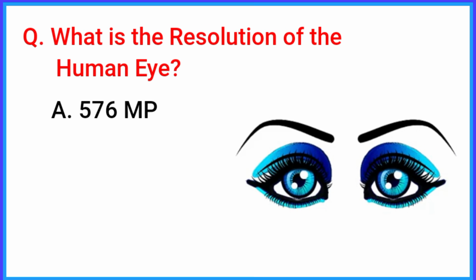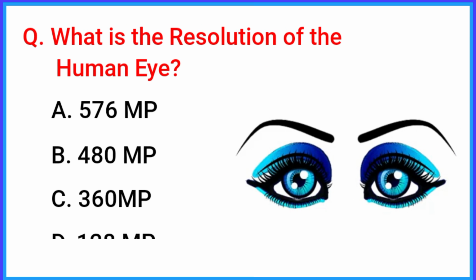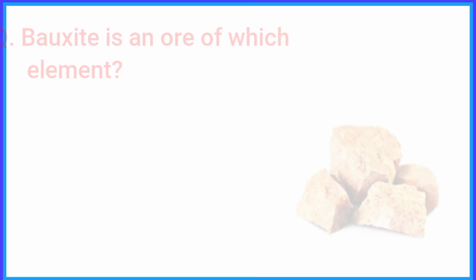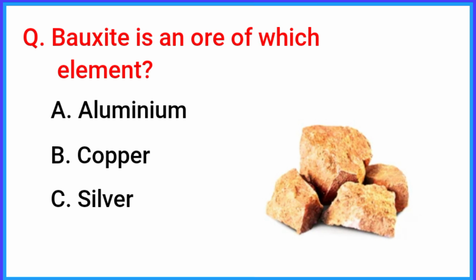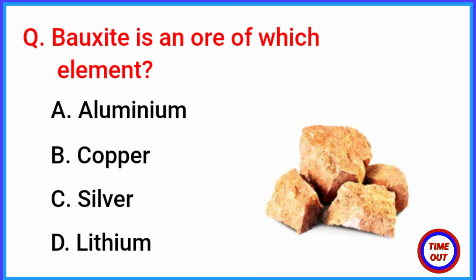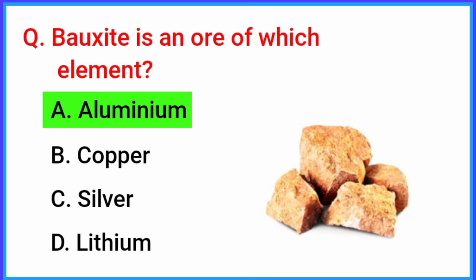What is the resolution of the human eye? The correct answer is option A, 576 megapixels. Bauxite is an ore of which element? The correct answer is option A, aluminum.